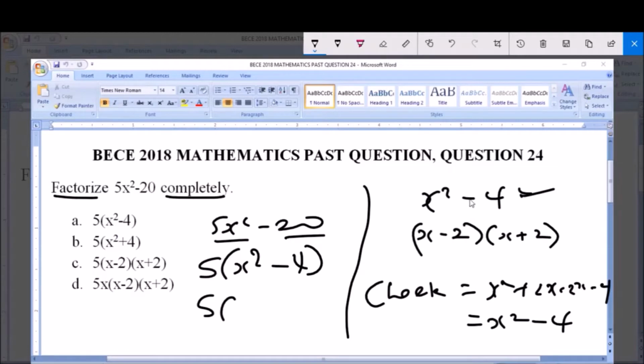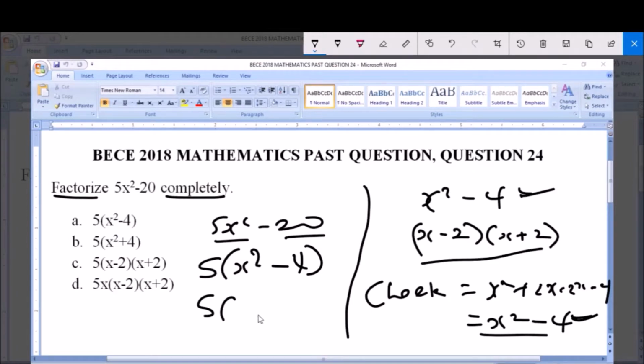So whenever you have a negative sign like this and you are trying to factorize perfect squares, you must change the signs into minus and plus, so that when you carry out your multiplication, you can have your expression back as we have here, x squared minus 4. So therefore the factorization of x squared minus 4 is simply x minus 2, x plus 2.